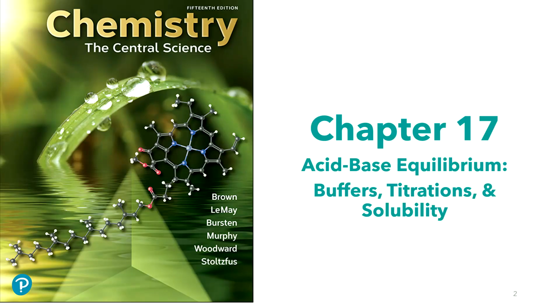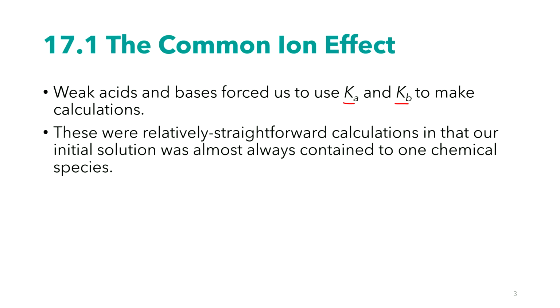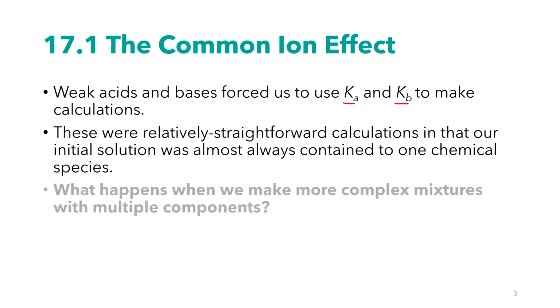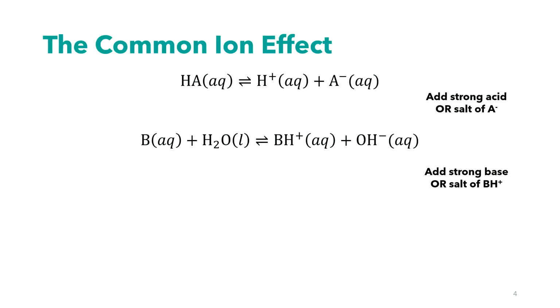This is still all acid-base equilibrium, but we're going to make the solutions a little bit more complex. We're starting with the common ion effect. In chapter 16, weak acids and weak bases, we had to use Ka and Kb because it was an equilibrium and it didn't 100% dissociate. Those questions just had the weak acid or just the weak base. Now we are going to add something else to the solution, in particular something with a common ion. We're making more complex mixtures because we're adding more than one thing into our solution.